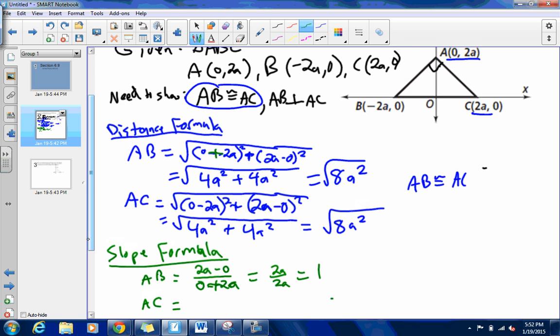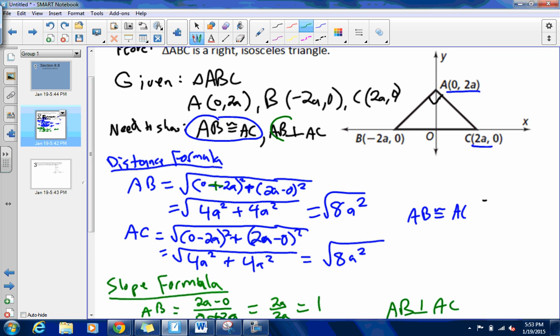So we've got the y's, so 2a minus 0 over 0 minus 2a, which would equal 2a over negative 2a, which would be a negative 1. Since those slopes are opposite and reciprocal, we can say that AB is perpendicular to AC, which is that second thing we want to prove here.